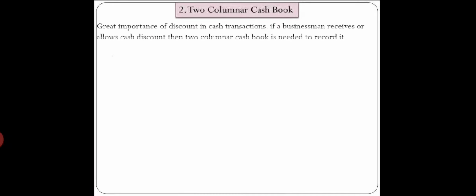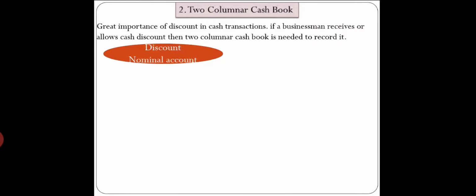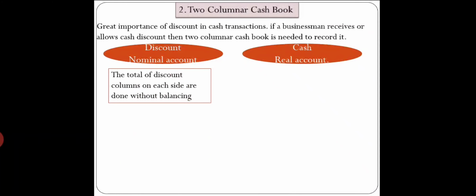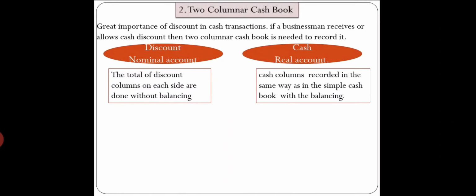Next type, that is the two columnar cash book. In the two columnar cash book, discount is of great importance in cash transactions. If a businessman receives or allows cash discount, then a two columnar cash book is needed. It has two columns. The first column is discount, which is a nominal account, and the second column is cash, which is a real account. In the discount column, the totals of each side are taken without balancing. In the cash account, the cash columns are recorded in the same way as in the simple cash book, with balancing.